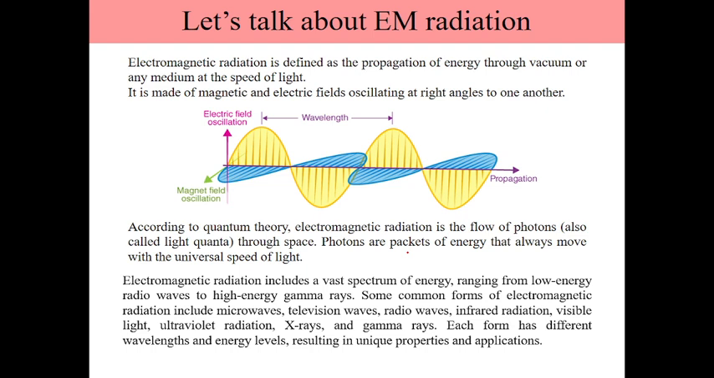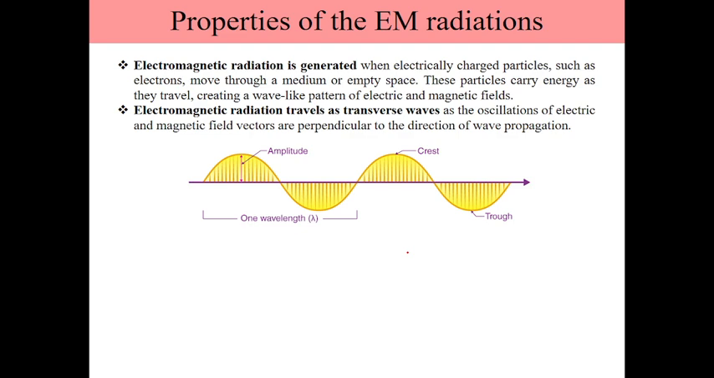Each form has different wavelengths and energy levels, and we will be learning about all of these different types of electromagnetic radiations in detail now. Alright, so let us look into the properties of the electromagnetic radiations.